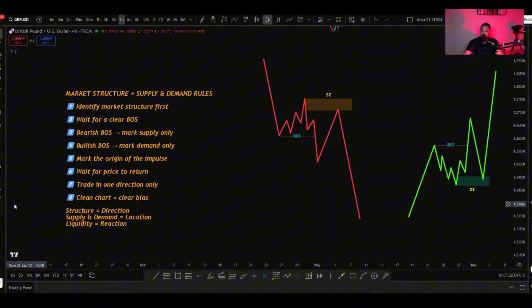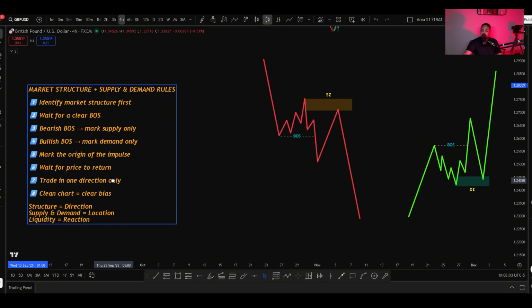Remember again, the more you keep your chart clean, the more you will be able to identify which direction you should be trading. Clean chart equals clear bias. Structure equals direction. Once you identify the structure of the market, which is the direction of the market, then you're going to mark your supply and demand zones, which is the location where you're going to be executing the trade. And then you're going to identify your liquidity zone, which is where the price will react and not reverse from. Now let's put this aside.